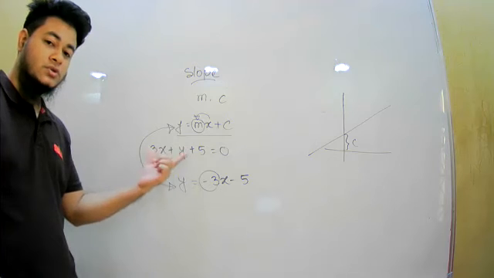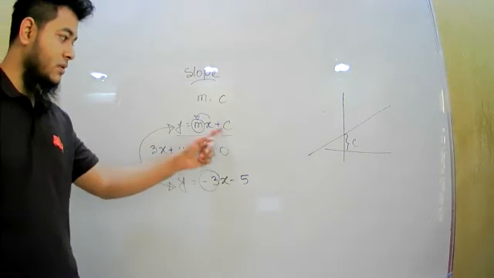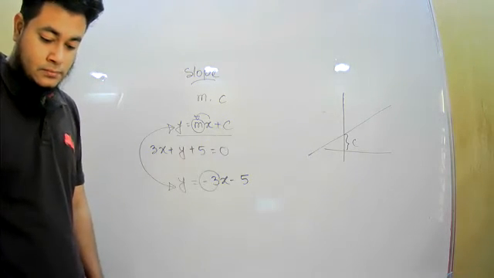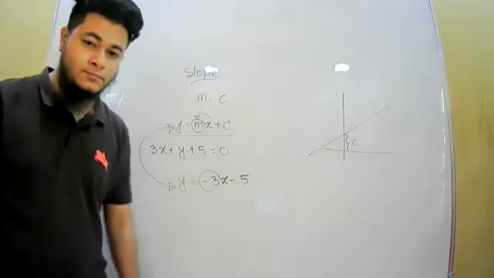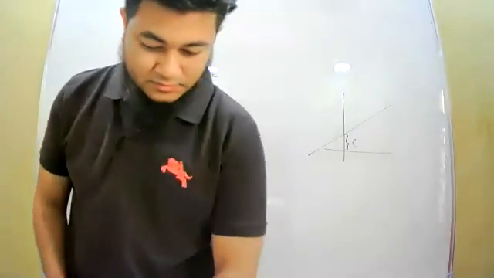Okay, this is the equation of a straight line. From here we have found out the slope. And what is the value of c? What is the value of the y-intercept? Minus 5. Minus 5. Very good. Now these are the basic things.